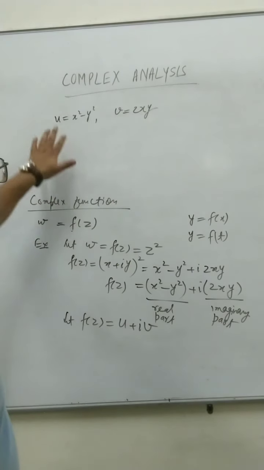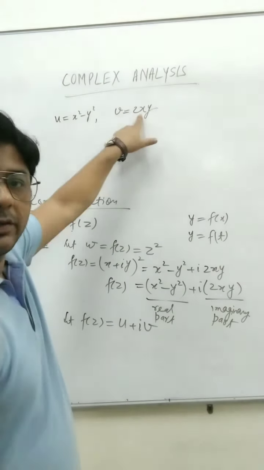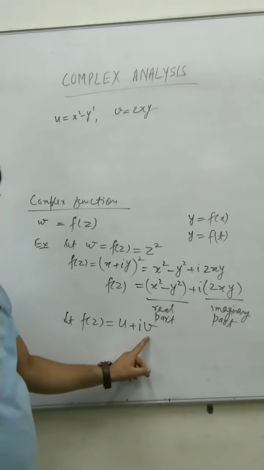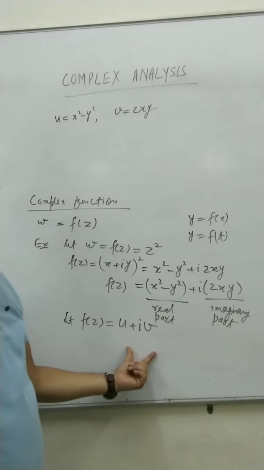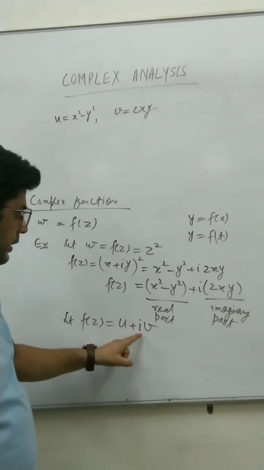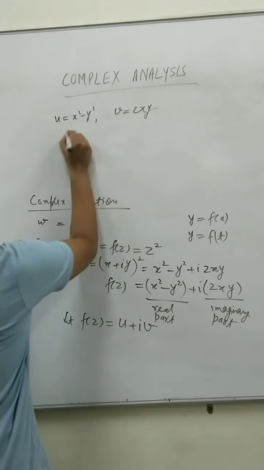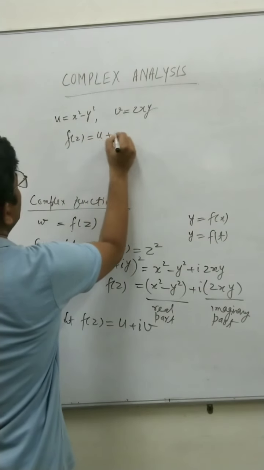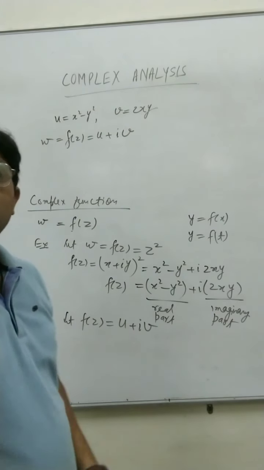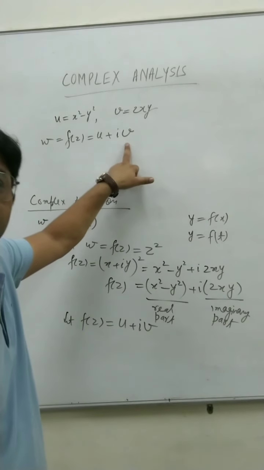Here we can see that u is a function of x and y and v is also a function of x and y. So it means f(z), which is equal to u plus iv, is a function of x and y. That is why we call it a function, and since here there is i also, we call it a complex function. Hence f(z) equal to u plus iv, or w, is a complex function.